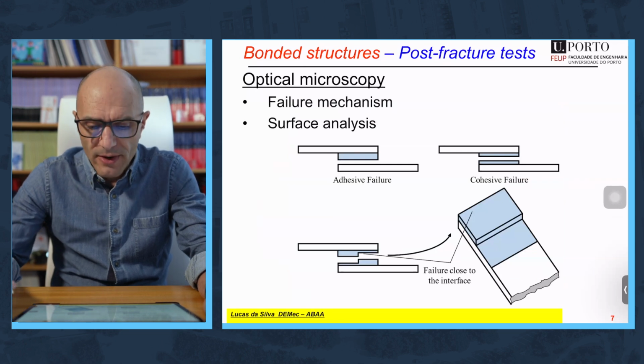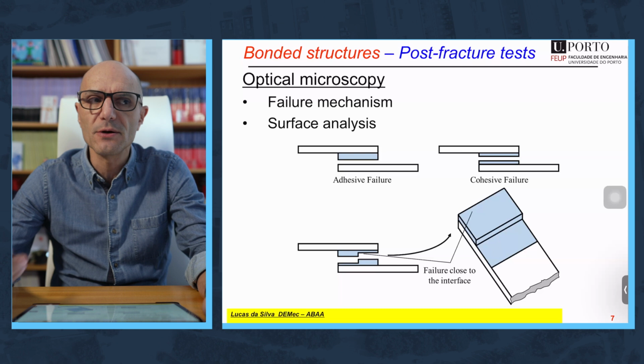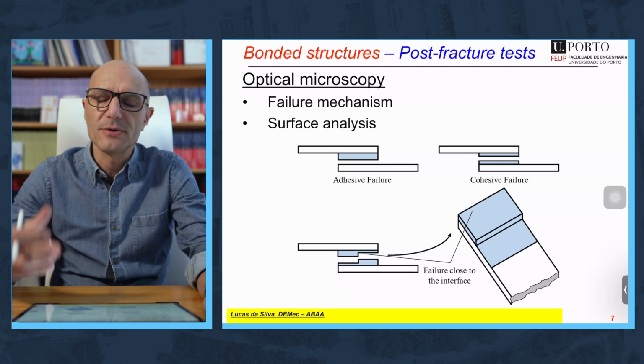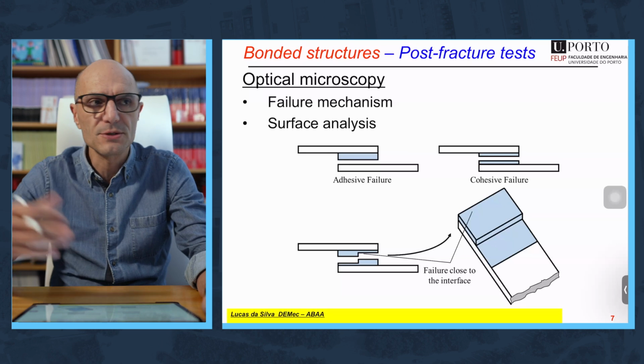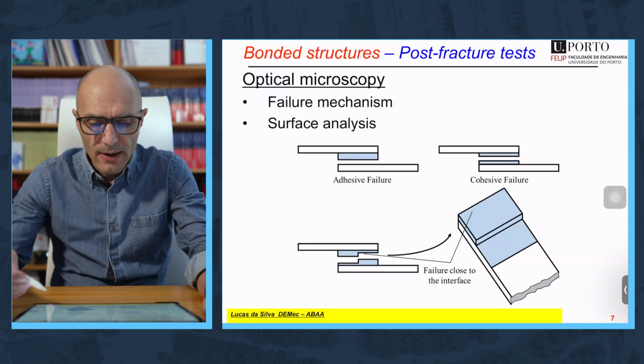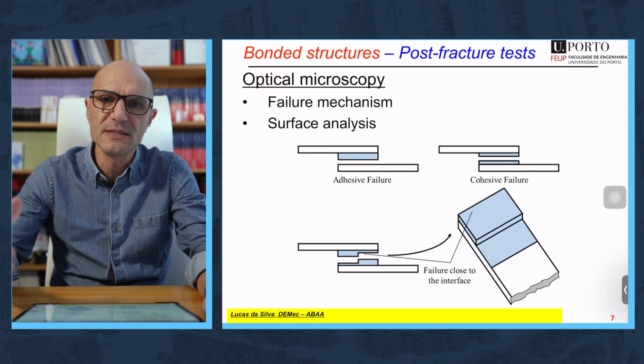After the test, by the way, it's always important to check the fracture surface. It gives us a lot of information about the joint design, if it was well done, about the surface treatment, etc. So it's good to analyze this very, very carefully. We are looking for cohesive failure.